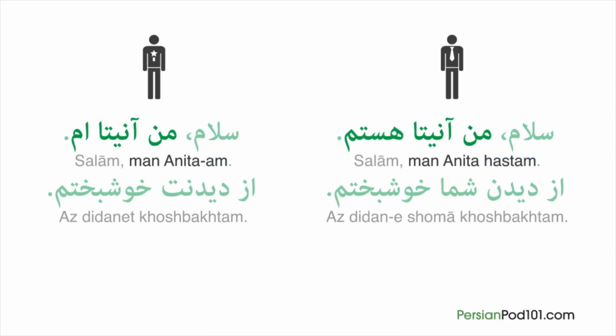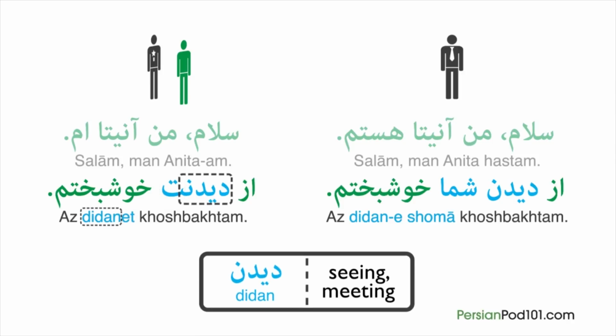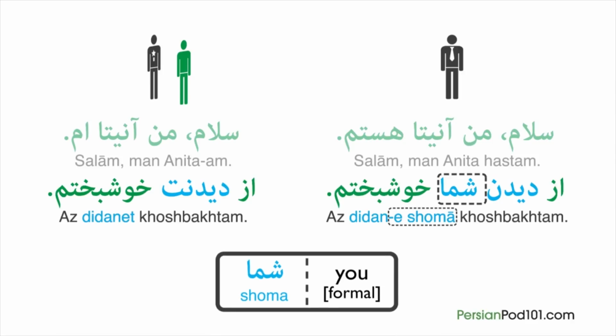Finally, pay attention to how nice to meet you changes. We went from az didanet khoshbakhtam to az didan shoma khoshbakhtam. Here, didanet and didan shoma are different. Didanet is used when speaking informally to only one person. It is formed by adding et, meaning your, to the end of didan, meaning seeing or meeting. In the formal version, instead of et, we add shoma. Shoma is the formal word for you and can be used whether you're speaking to one person or a group of people.